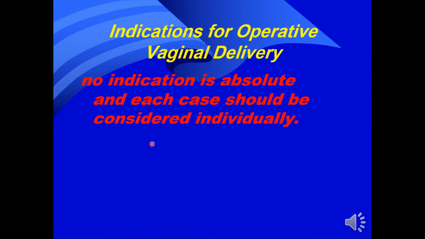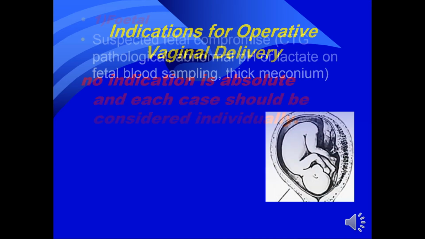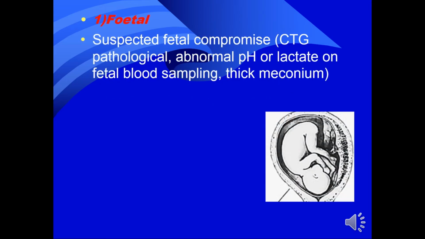No indication is absolute, and each case should be considered individually. About the fetal indication: suspected fetal compromise, CTG is pathological, abnormal pH or lactate on the fetal blood sampling, or meconium.